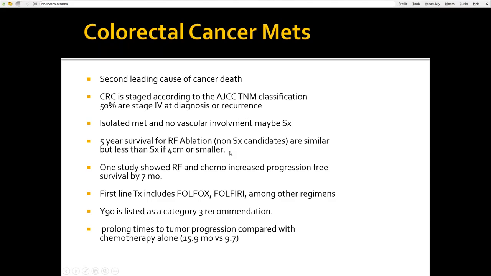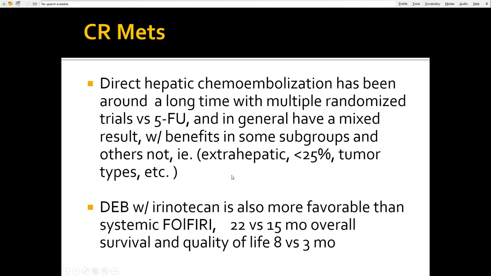Colorectal cancer metastasis, again, is very common, the second leading cause of cancer death. Patients typically present already at stage 4, 50%, that's a lot. 5-year survival for RF ablation of non-surgical candidates is similar, but less than that of surgery if it's a 4 centimeter or smaller lesion. First line is the chemotherapy, is what they typically use, but right now Y90 is a category 3 recommendation, which we said, so it's more of a salvage type thing, but it can prolong the patient's life and curb the progression of the tumors.